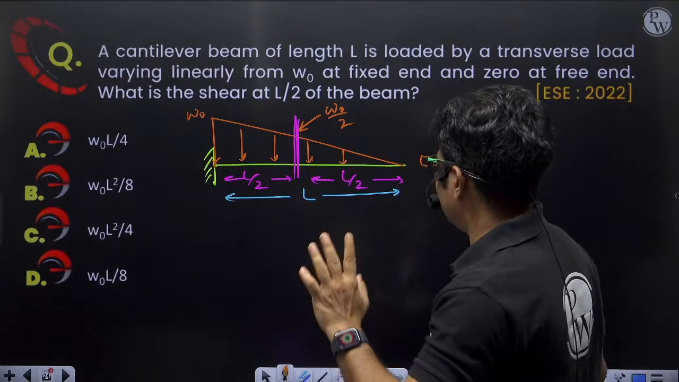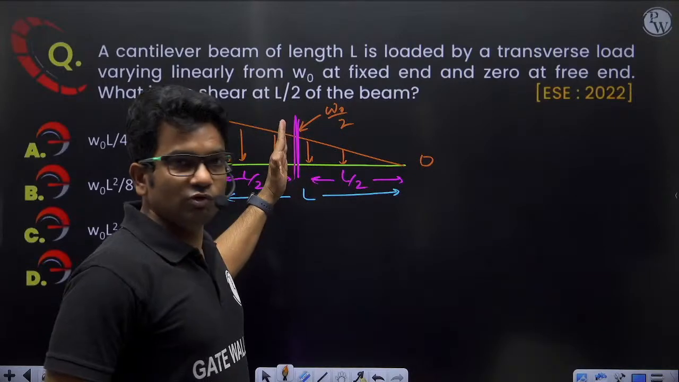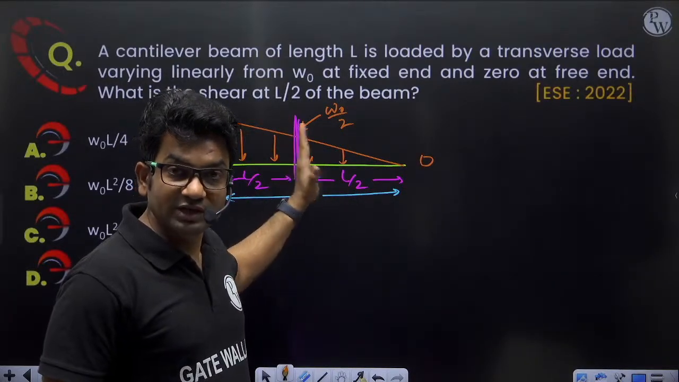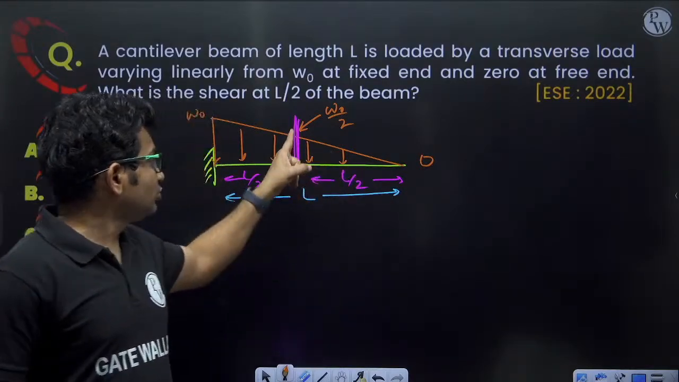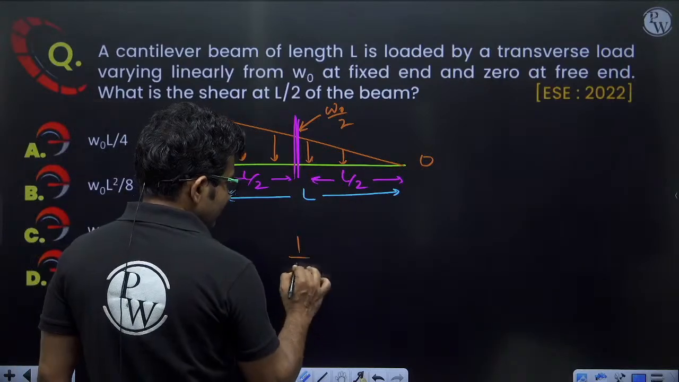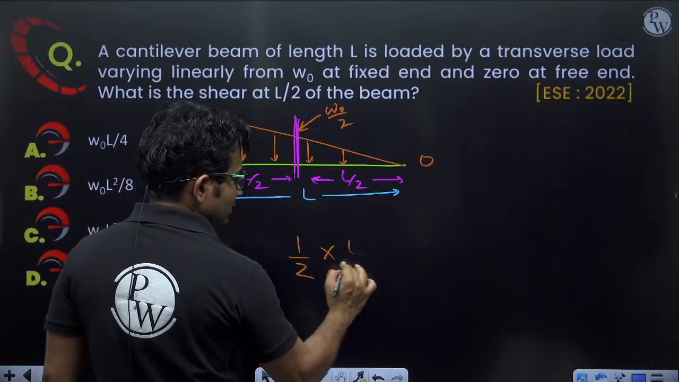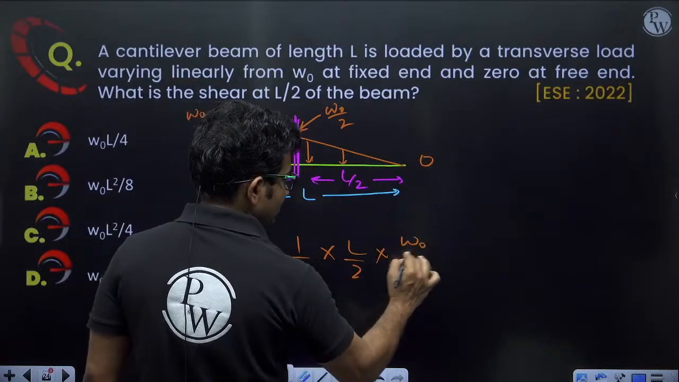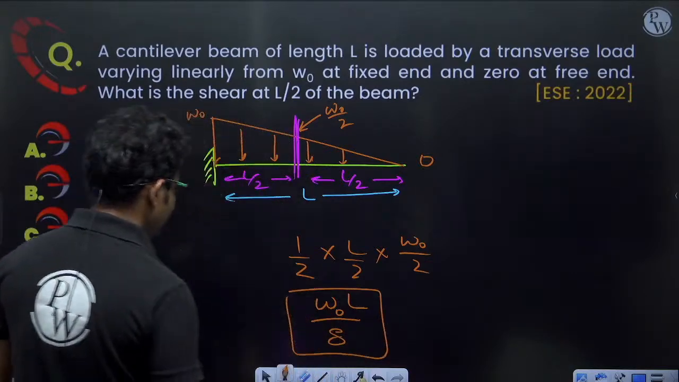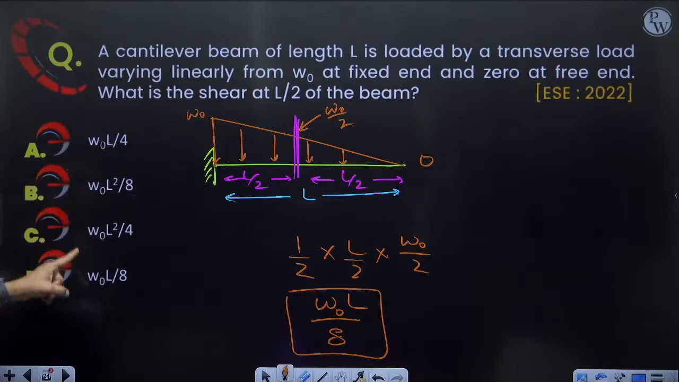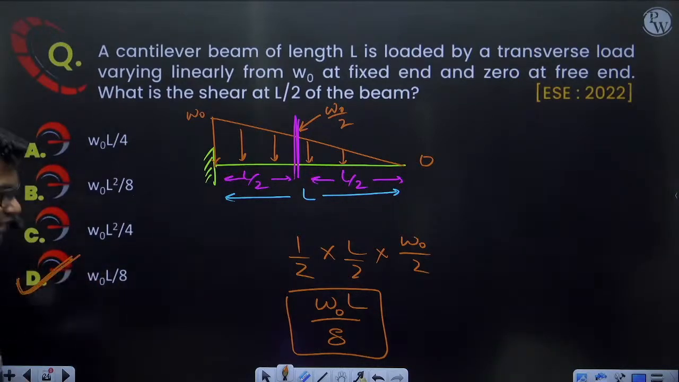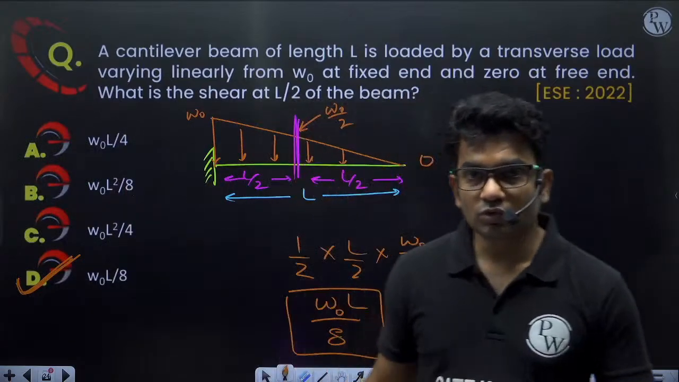Clear? Now, the total downward loading towards the right of this section will be equal to the shear force at this section, and that will be equal to the area of this triangle. The area of this triangle is half into base into height, so W naught L by 8. This will be the correct answer. The correct answer will be option D. Clear? Let's move on to the next question.